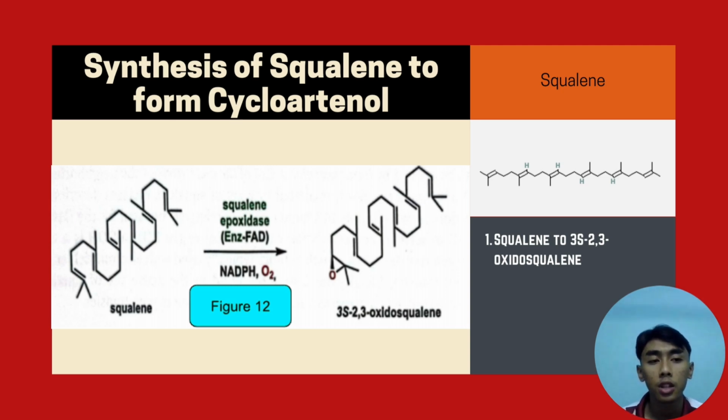Then the reduced FADH2 will abstract a hydrogen atom from a specific carbon atom on squalene, and it will form a new carbon-oxygen bond, which is an epoxide, converting the squalene to 3S-2,3-oxidosqualene as shown in this figure.